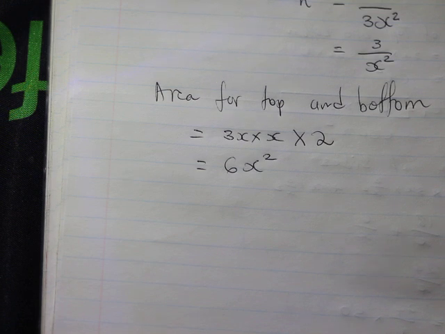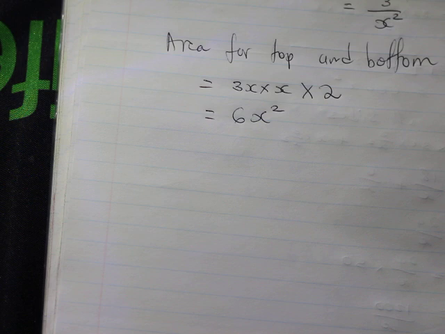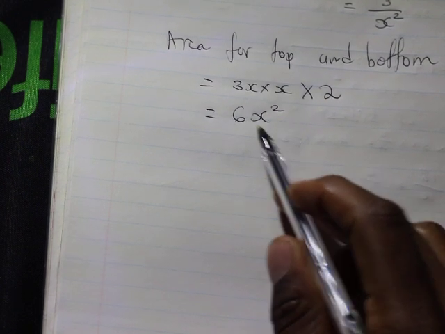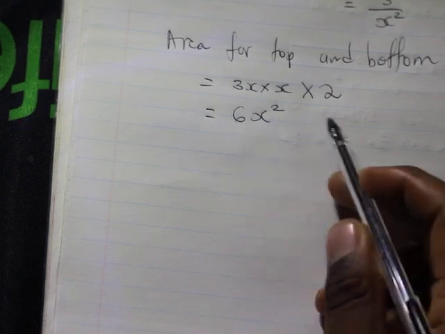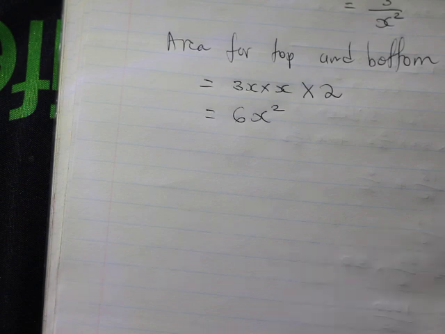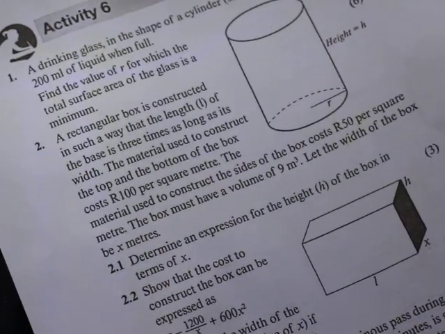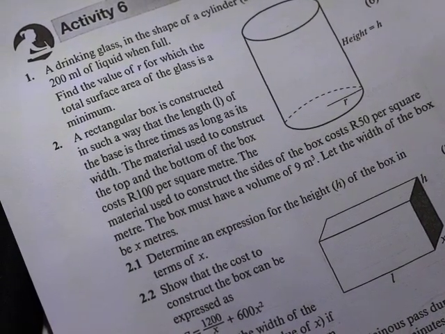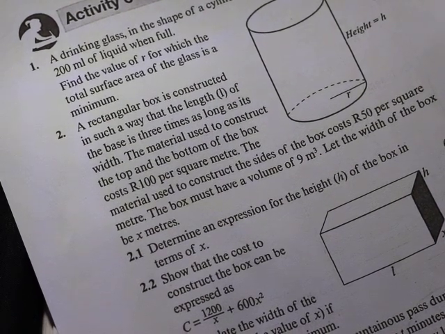Okay, so now this is just the area. To find how much it's going to cost us, remember this area that we just found is represented in square meters. So they said 1 square meter is equivalent to 100 rand. Okay, so we're just going to take whatever area that we have and then multiply with 100. Then we'll know how much it's going to cost us for the top and the bottom.